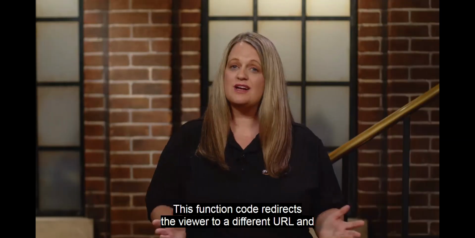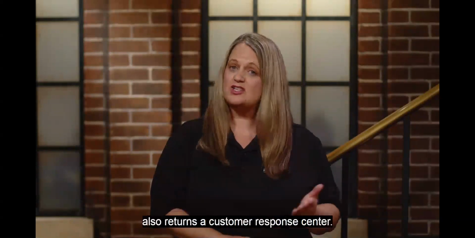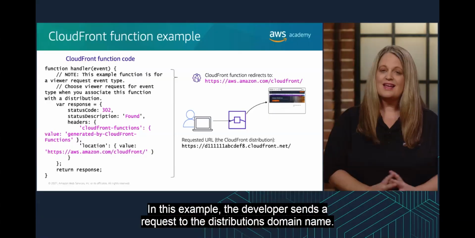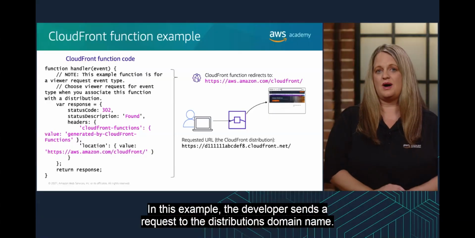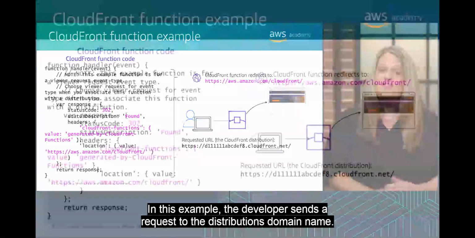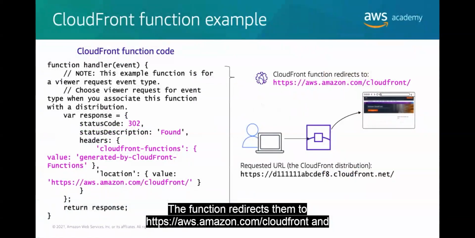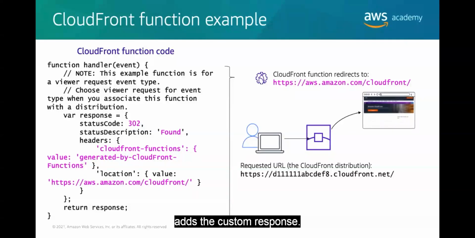This function code redirects the viewer to a different URL and also returns a custom response header. In this example, the developer sends a request to the distribution's domain name. The function redirects them to https://aws.amazon.com/CloudFront and adds the custom response header.